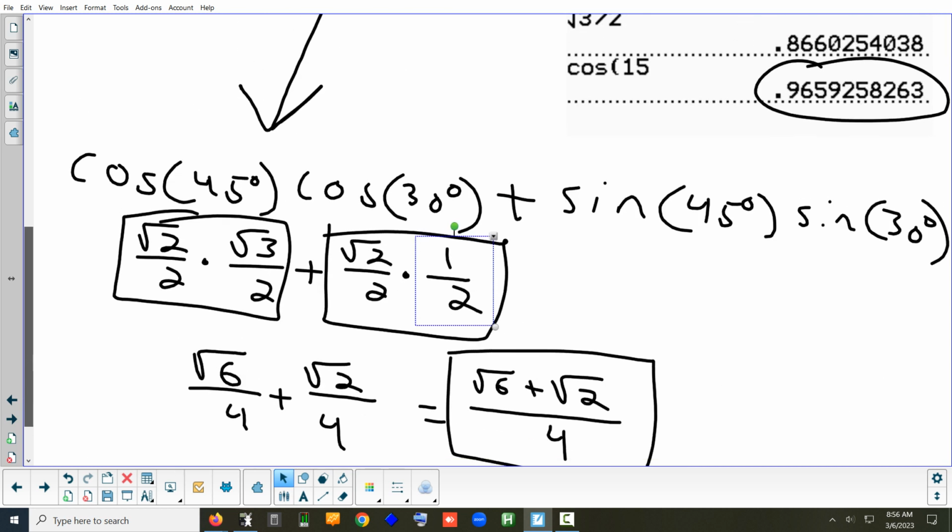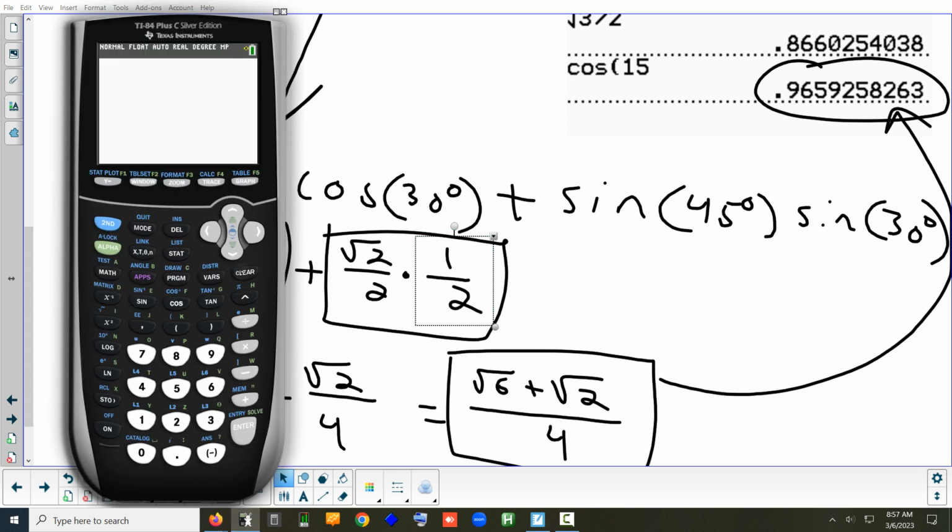So let's check and see if that comes out the same as what we just typed in. Alright, so you got square root of 6. Yeah, it's just to check the answer. You don't have to type this in. Plus square root of 2. And then divide by 4. 0.9659. And that's exactly what you're supposed to get.